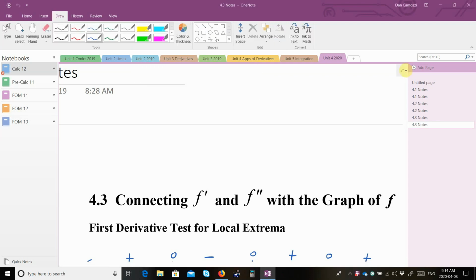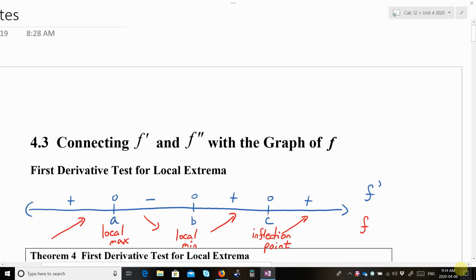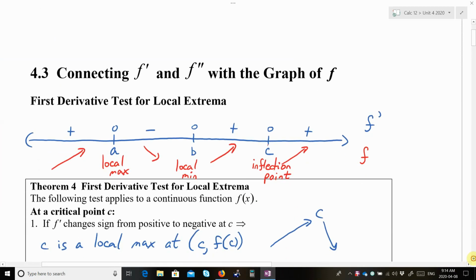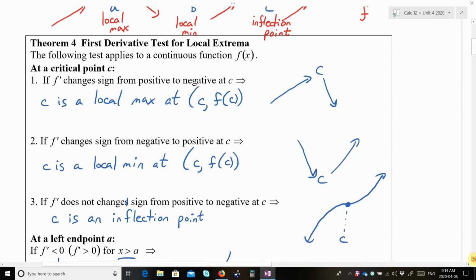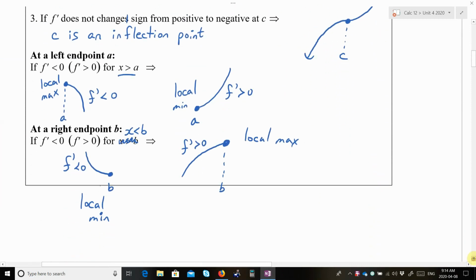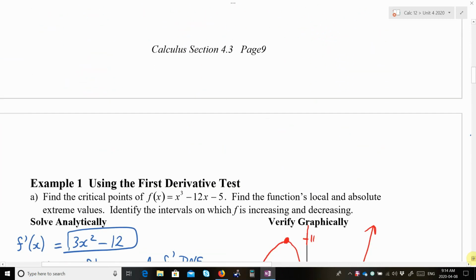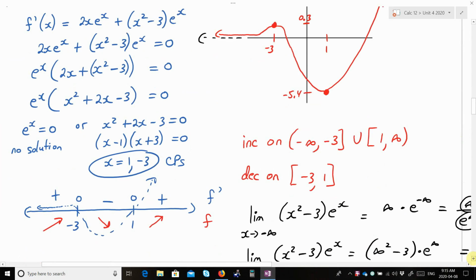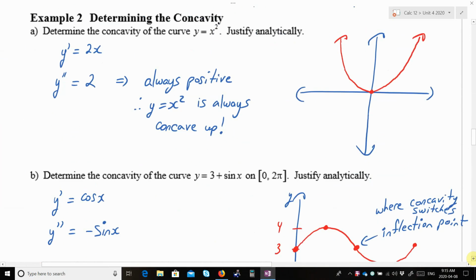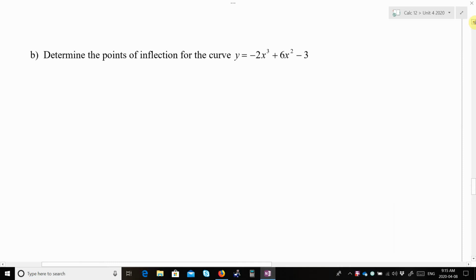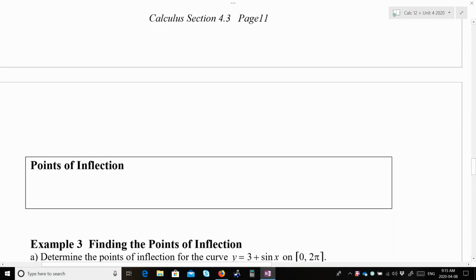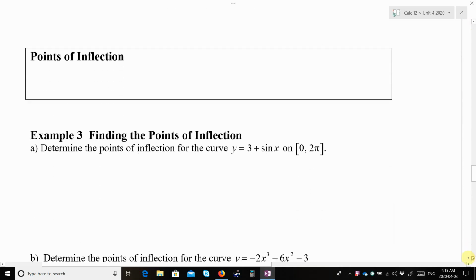Hi, everybody. Welcome back. I noticed that we weren't quite finished with our 4.3 notes that we started before spring break. So we went through all of this, and we got all the way down to page 12. That looks like this. It talks about points of inflection.